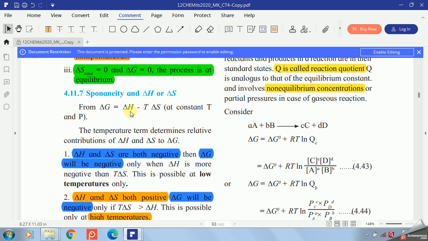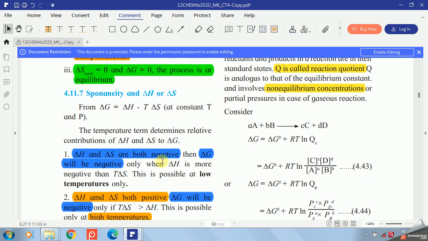and if your delta H value is greater than delta S, that means if delta H is more negative, and this plus has a smaller value, then the overall value becomes negative. But this can happen only when the T value is smaller, that means at low temperature. That is the first case.